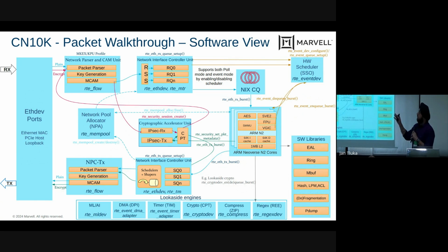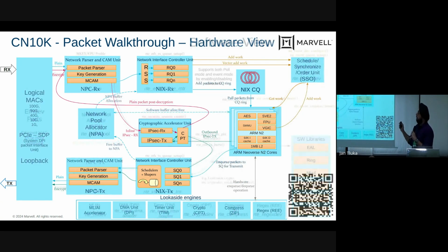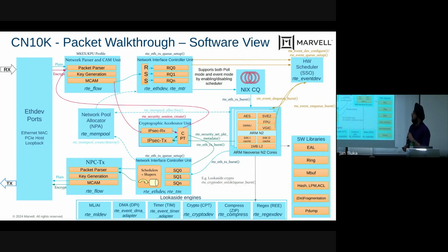So transitioning the same diagram from the hardware view to the software view, we can see that each and every block has a mapping to a DPDK framework. The NPC block is capable of handling the rte_flow operations. The NIX unit can be represented by rte_ethdev plus rte_meter for doing the ingress policing. Then the SSO is represented by the rte_eventdev.